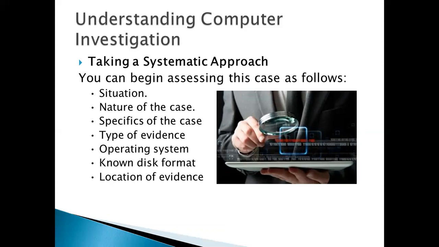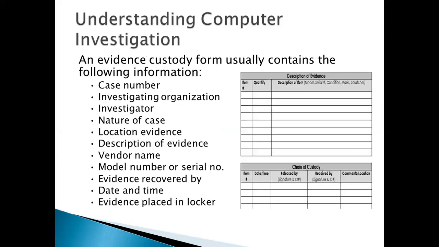Next, you have to find the nature of the case, either it is a criminal case or a company policy violation. And then the specifics of the case, which we can call evidence: either a computer or any other components or digital devices. Next, the type of evidence, and then the operating system, known disk format, and the location of evidence, where the evidence is located. By analyzing these things, we have to assess the case.